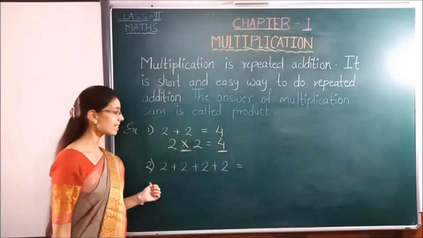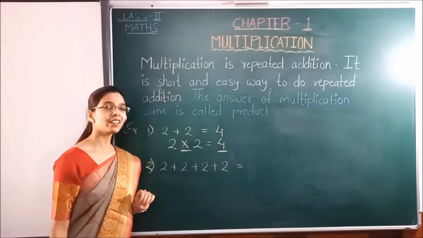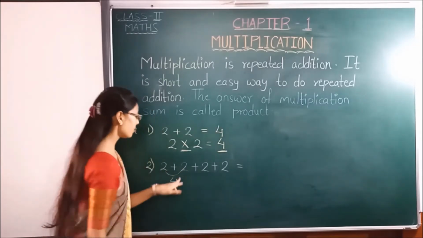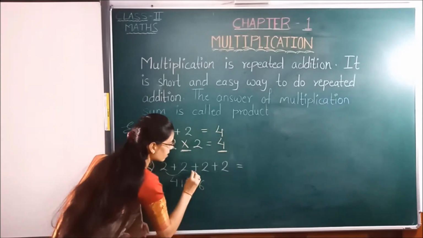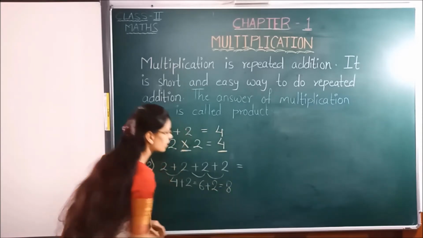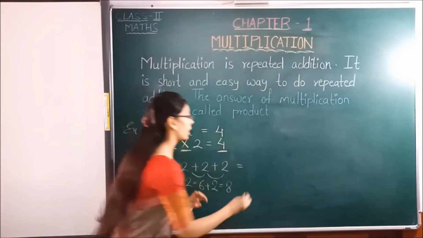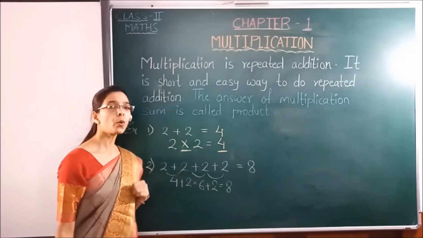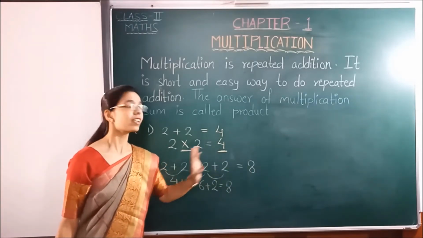Now look here, second example. 2 plus 2 plus 2 plus 2. 2 is added here 4 times. So 2 plus 2 is 4. Then 4 plus 2 is 6. Then 6 plus 2 is 8. So 2 plus 2 plus 2 plus 2 is 8. So children, 2 is being added here 4 times.